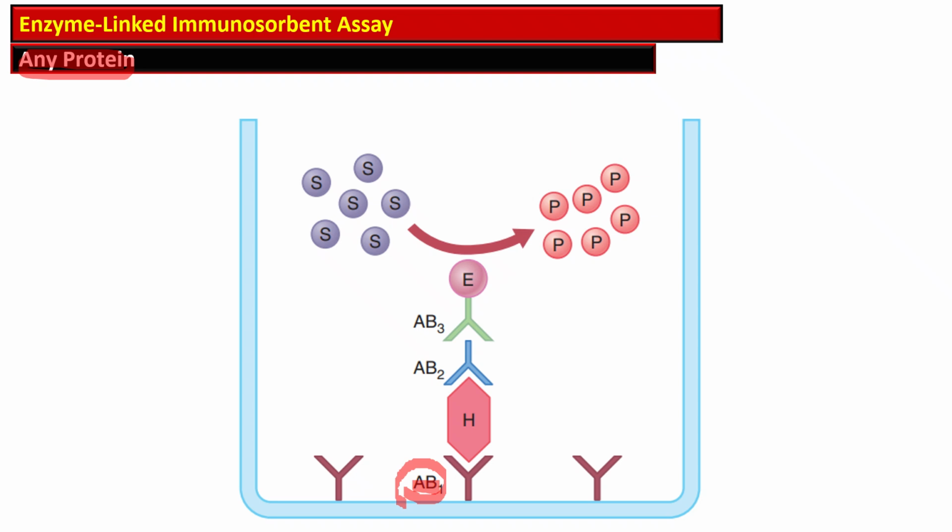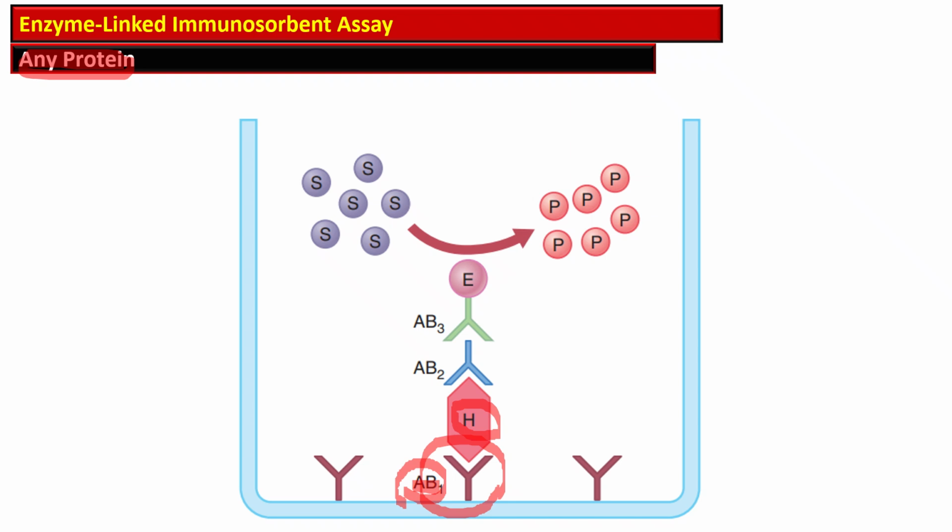Then there is a sample addition. The patient sample or the standard hormone is then added to the well, and if the hormone is present, it binds to antibody 1, AB1, that has coated the well.